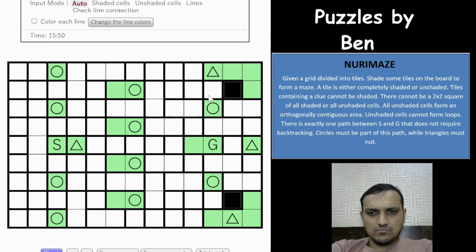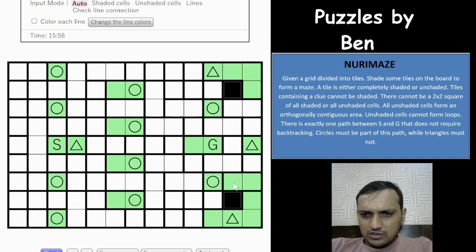Okay, so this region is, I would say, a breaking region, because this region cannot be the path for the circle. If this region is the path, it will always have to go through the triangles, either top or bottom, right? So you have these three.